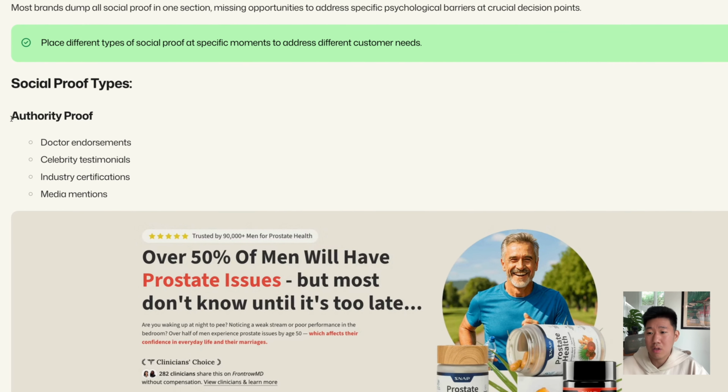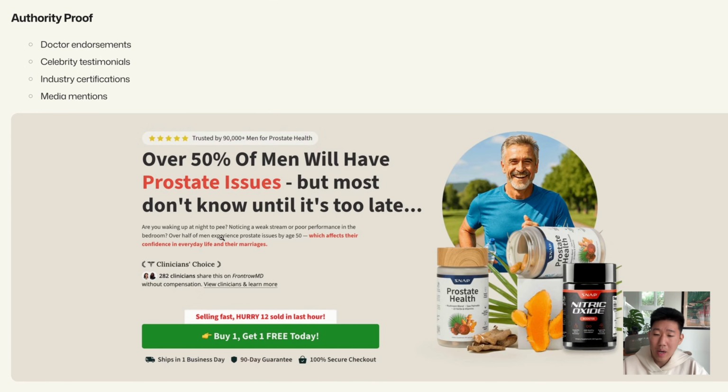So the first one is like an authority proof, any like endorsements, celebrity testimonial, certifications, media mentions. And the reason why I use this example is because yes, they have trusted by 90,000 plus men for prostate health. So they're super specific on their language, but they also have this clinician's choice element here to provide that credibility that it's trusted by many, many doctors.